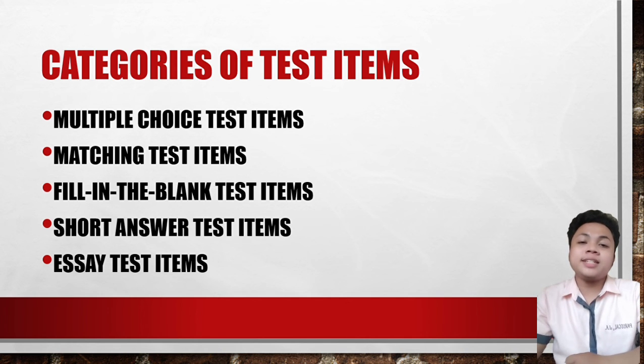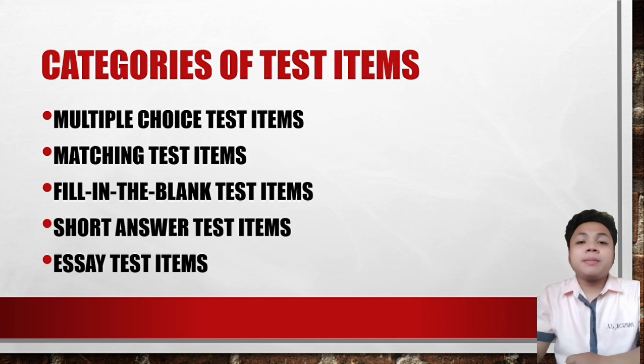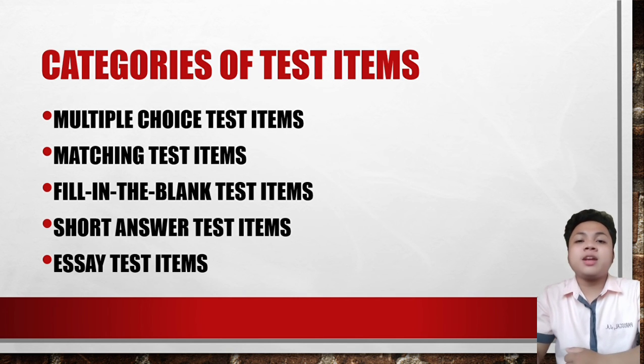Matching test items are a kind of test item that features two columns, a numbered column and a lettered column. Students are asked to match the correct answer with the correct stem, from the left to the right. Next is fill in the blank test items. These are test items in which you must fill in a word or words in the sentence or statement. A short answer test item usually involves a short answer of approximately 5 to 7 sentences. Typically, short answer items will address only one topic and require only one task.